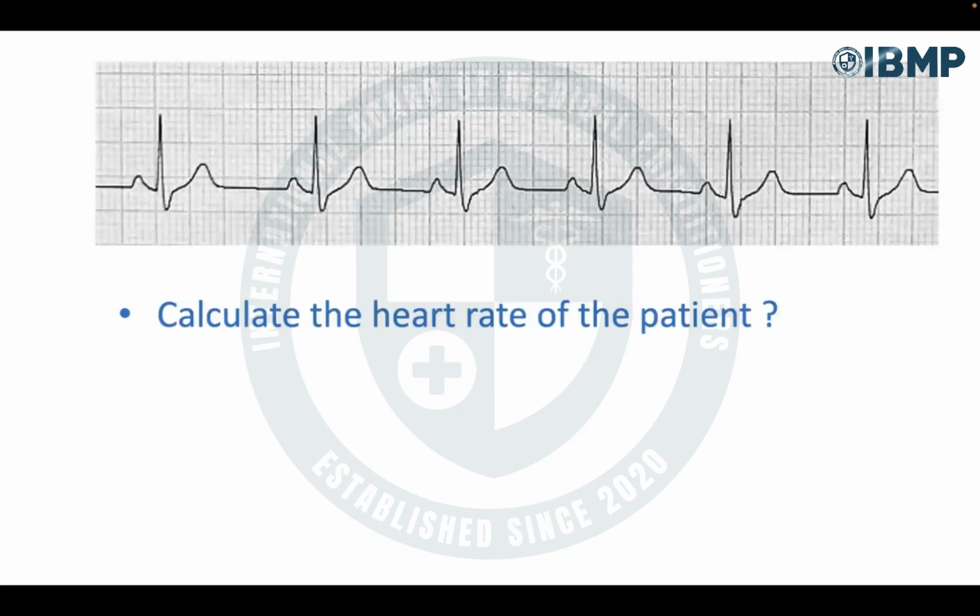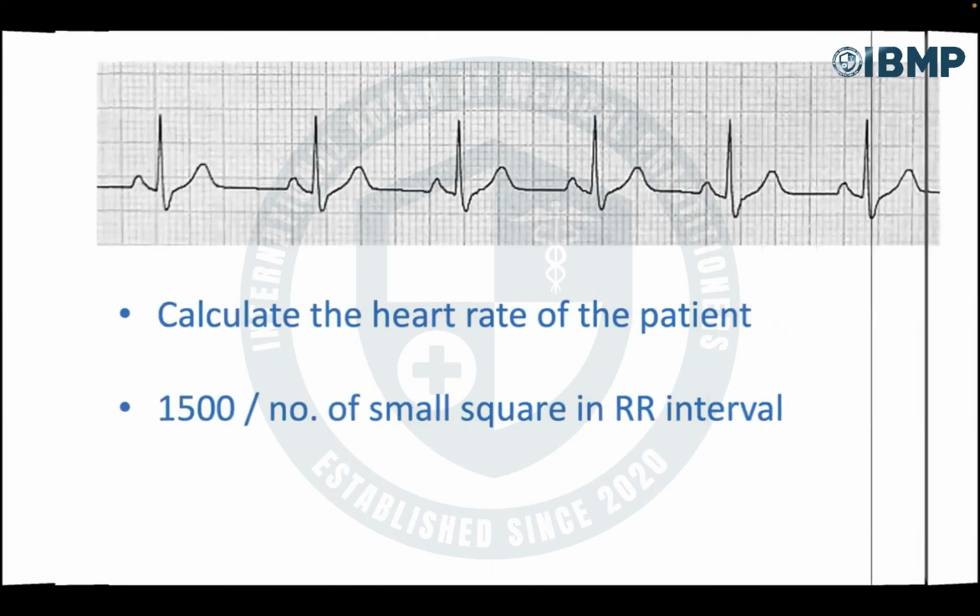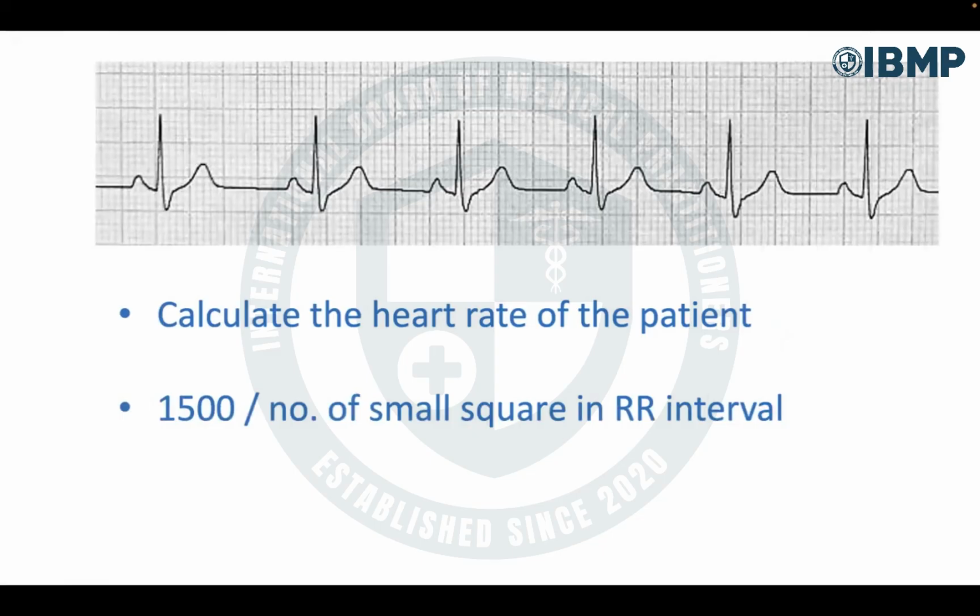Yes. So calculate the heart rate of the patient. This is also a very nice question. How do you calculate the heart rate of a patient in ECG? A lot of time in the cardiology chapter, they ask us to calculate the heart rate in ECG. To calculate the heart rate of a patient through ECG, the formula we have is 1500 upon the number of small squares between the RR interval. 1500 upon number of small squares between the RR interval.